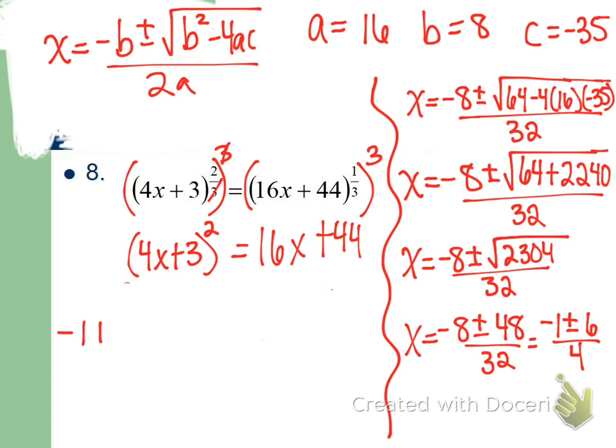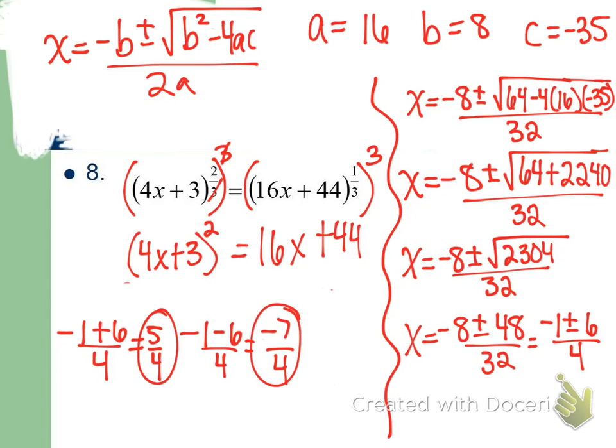We could have done all of this with bottoms up. I think it just would have taken us longer to figure out what our factors would have been. So we can split up the plus minus. What is negative 1 plus 6? 5. So we end up with 5 over 4. What about negative 1 minus 6? Negative 7 over 4. So those end up being our two x's: 5/4 and negative 7/4.